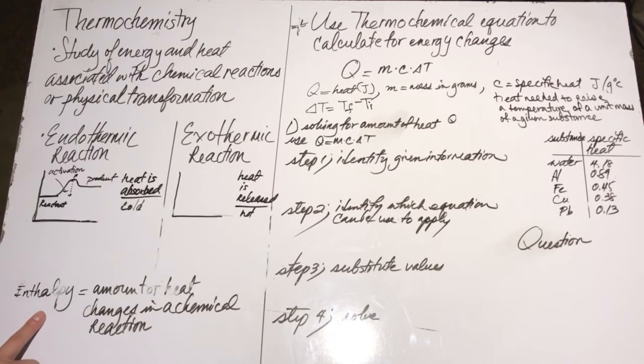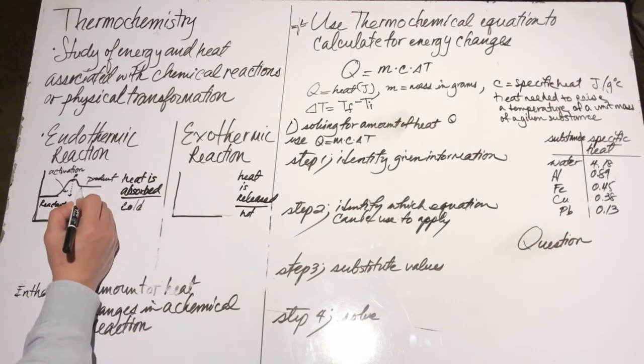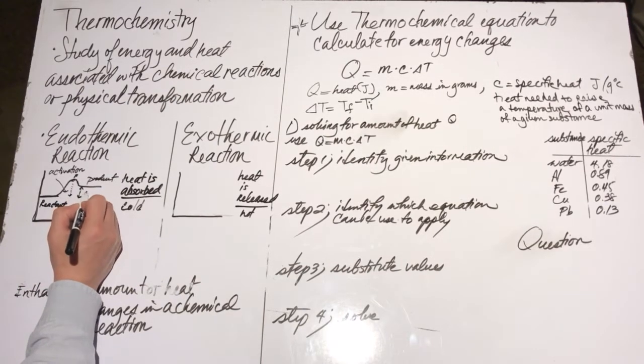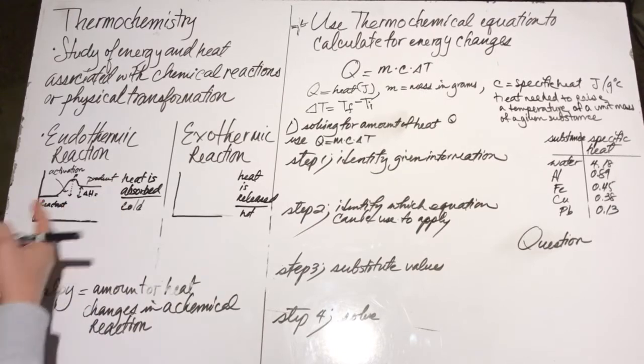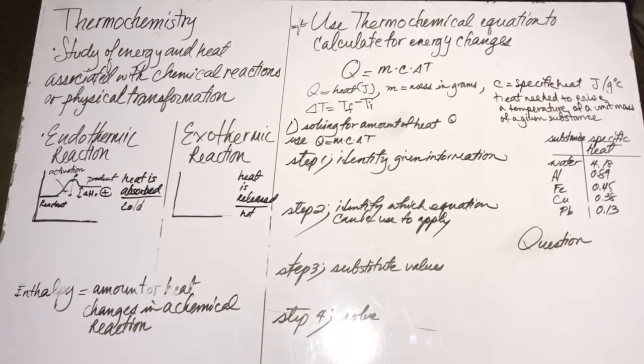Let's go back to here, which is called enthalpy, which is the amount of heat changes in a chemical reaction. It is measured from the product relative to the reactant. So the change is positive. That's all you need to know: the enthalpy is positive if it is an endothermic reaction, so you feel cold.